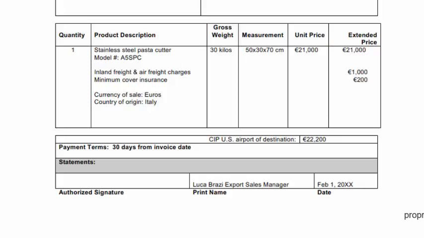But we said that the price is under a CIP U.S. destination airport Incoterm. That means that the seller is responsible for transportation and minimum cover insurance up until that U.S. destination airport, probably JFK, as we also said. That's why we see in the body of this quotation, inland freight at origin from the factory in Sicily to the export airport, inland freight at origin and air freight charges, €1,000. Minimum cover insurance, €200. We already talked about the currency in euro. Country of origin, Italy. So we get down to the bottom here. CIP, U.S. airport of destination, €22,200. That's the offer to sell.